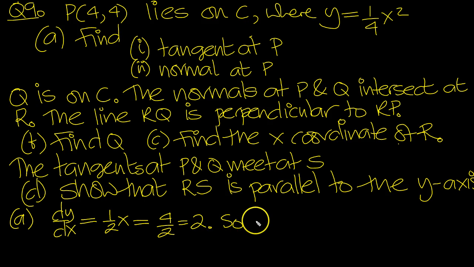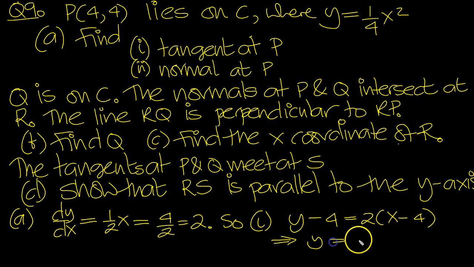So tangent then, y minus the y value, which is 4, is equal to the gradient of the tangent, which is 2, times x minus the x value, which is 4. And that tells us then y is equal to 2x minus 8, move the 4 over to plus 4, minus 8 plus 4 is minus 4. So there's the tangent, part 1.